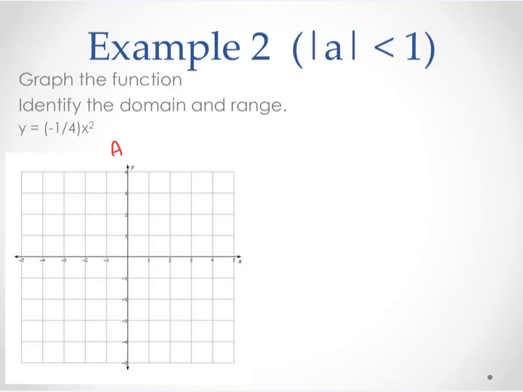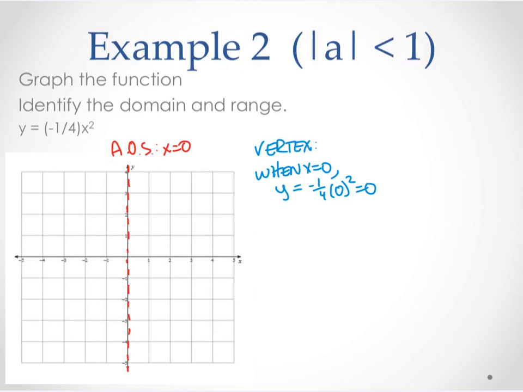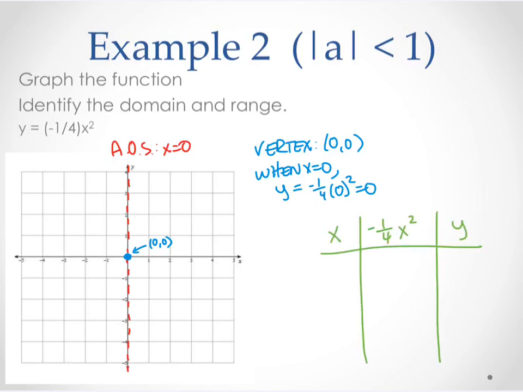Okay, let's look at this one. First thing we want to do is label our axis of symmetry. So AOS is equal to x equals 0. Graph that. Next we want to find the vertex. The vertex when x equals 0 is y equals 0. So the coordinates are 0, 0. Label that.